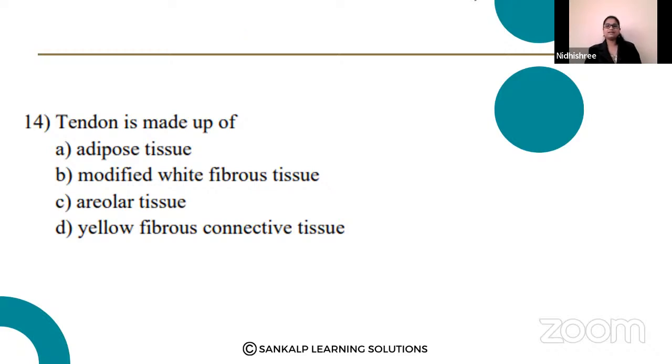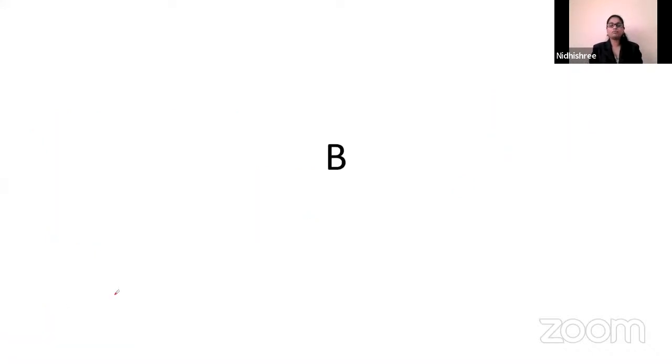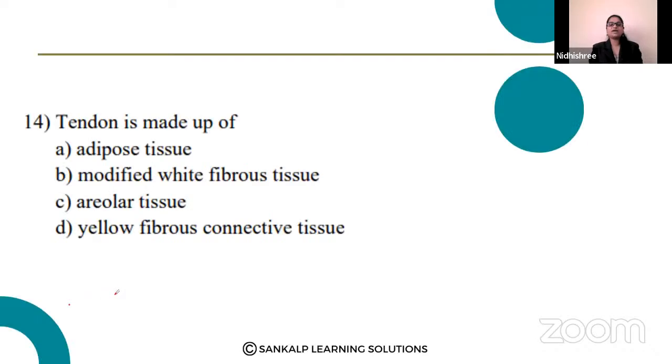So let us check the answer. Most of you voted for option A, that is adipose tissue, which is a fat tissue actually. Let us check the answer. It is okay. Option B, that is modified white fibrous tissue, is the right answer, guys. Modified white fibrous tissue, not A.